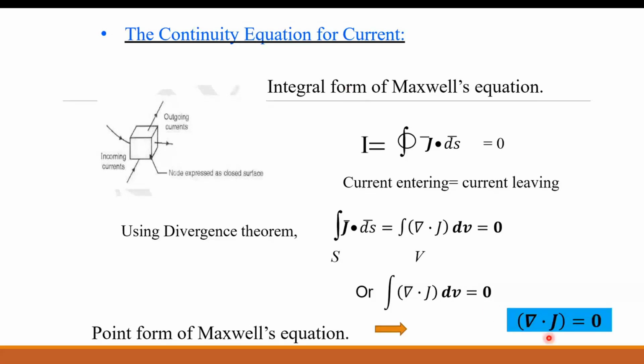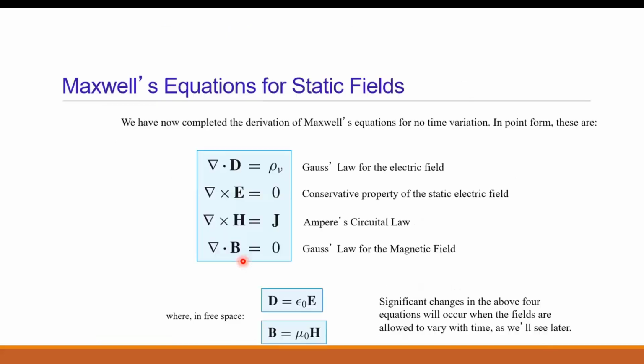So in total, we have derived 5 equations. Out of 5 equations, the first 4 equations are major equations. So whenever someone asks you what are the Maxwell's equations for static field, then you have to write these equations. First equation, or you can consider any one equation as first, del dot D bar is equal to rho v. This equation is from Gauss law of electric field. Second equation is del cross E bar is equal to 0. Conservative property of the static electric field.